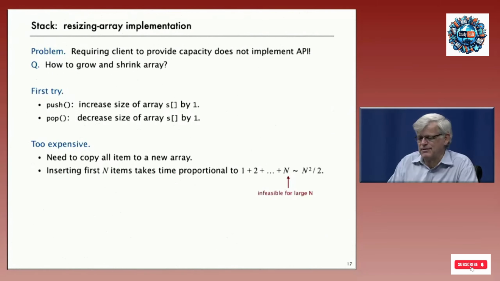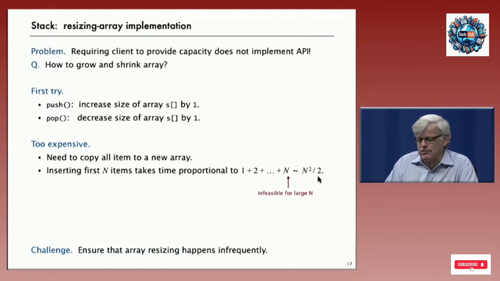If the stack's the size n minus 1, it's going to take time n minus 2, then n minus 1. So first n items would take the sum of the first n integers, which we know is about n squared over 2. Quadratic time to insert n items into a stack, that kind of performance is unacceptable for large problems, as we've seen, as we will see many times. So the challenge is to do the resizing, but somehow ensure that it happens infrequently.